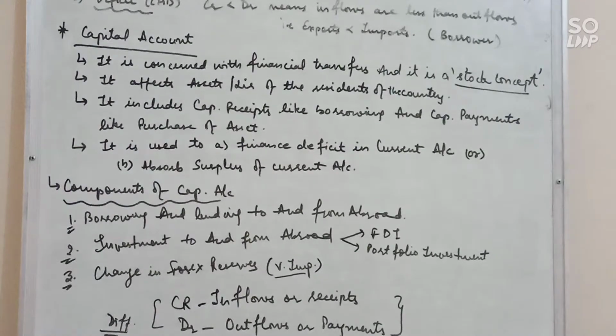Second, all the transactions of lending abroad by the private sector or government, or repayment of loans to abroad, are recorded on the debit side of this account.